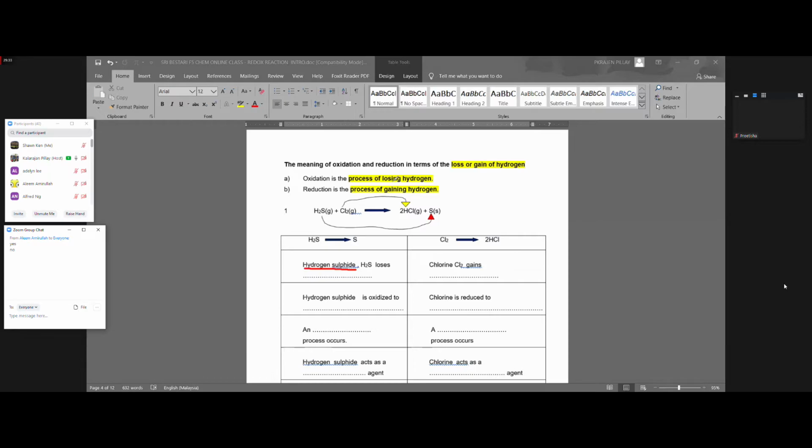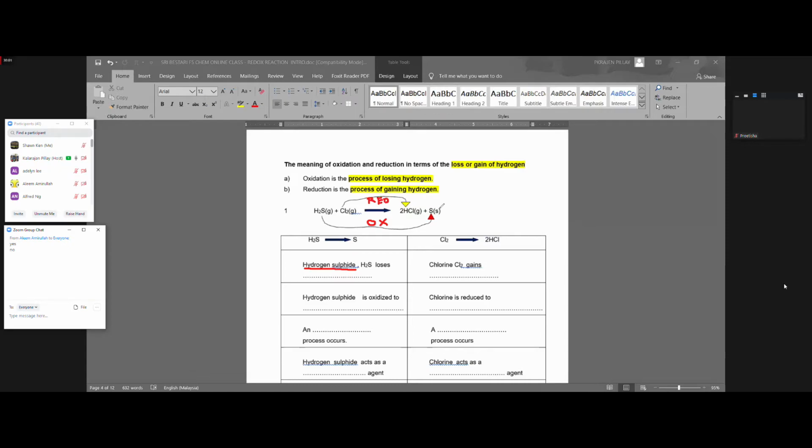So what process? This definitely must be oxidation. You see that? And whereas chlorine, you see, chlorine becomes HCl. It has gained hydrogen. Can you see now? From Cl2 to HCl, gain hydrogen. So this must be reduction. We're talking in terms of hydrogen now.